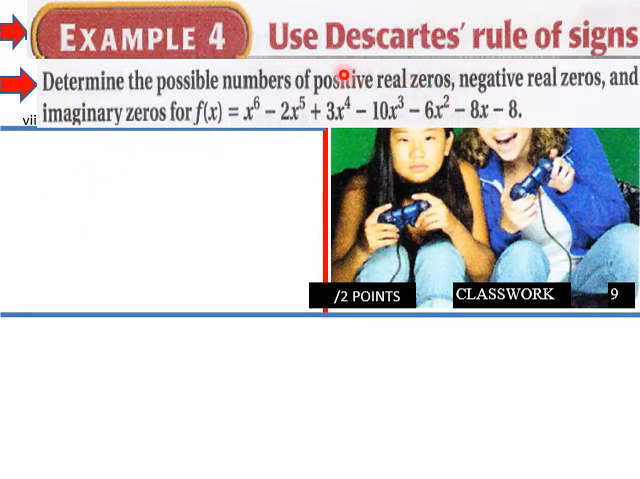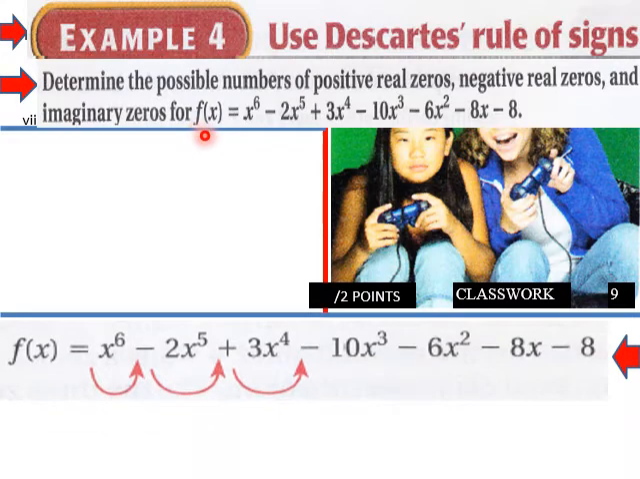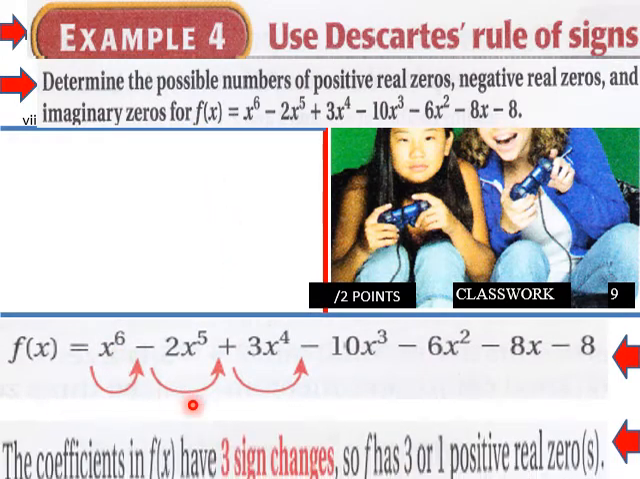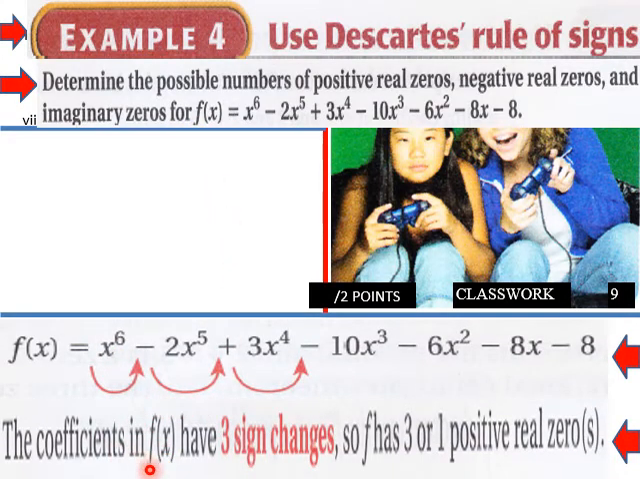Use Descartes' rule of signs on this big gnarly thing here. Determine the possible number of positive real zeros, negative real zeros, and imaginary zeros. So this situation here, we have the coefficients in f of x have three sign changes, 1, 2, and then 3. So f has 3 or 1 positive real zeros here.